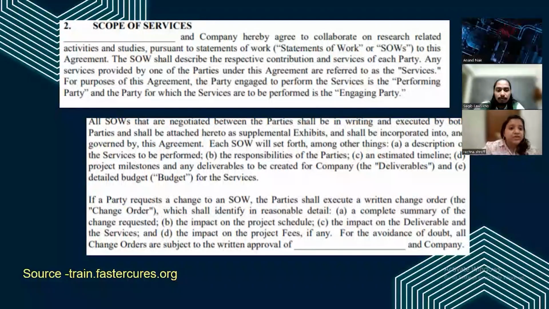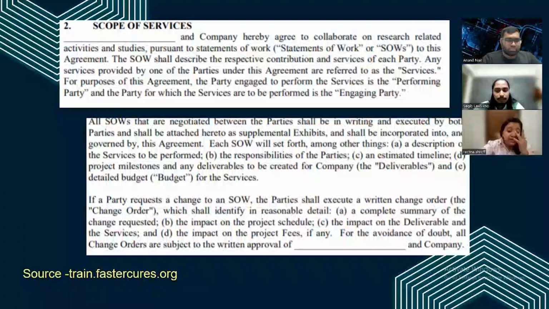To this agreement, the SOW shall describe the respective contribution and service of each party. So the SOW cannot be only one-sided, it can also describe the relation of both sides. Any service provided by one of the parties under this agreement is referred to as service. That is why it is a master service agreement, a service agreement. For the purpose of this agreement, the party engaged to perform the services is the performing party, and the one receiving the services is the engaging party.